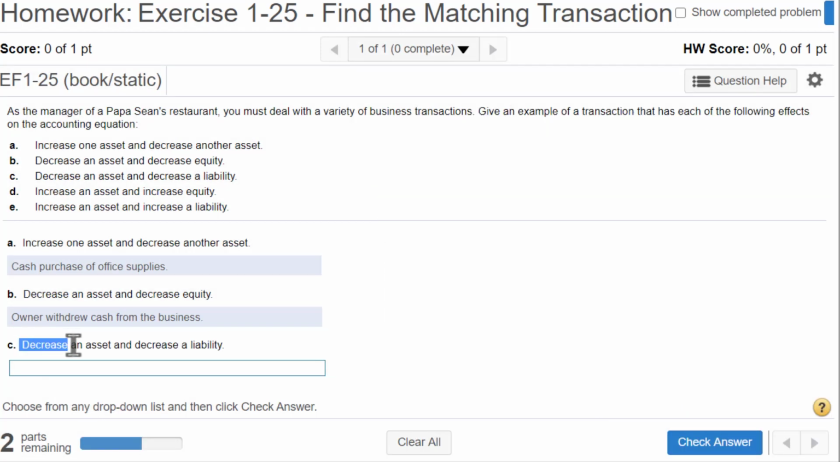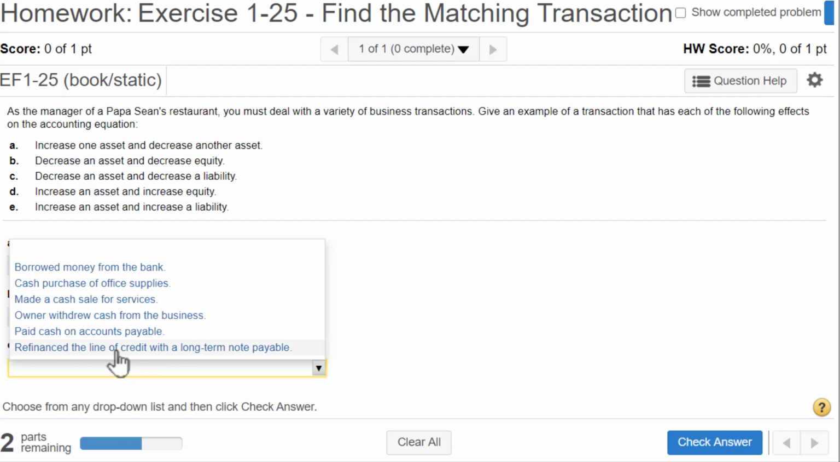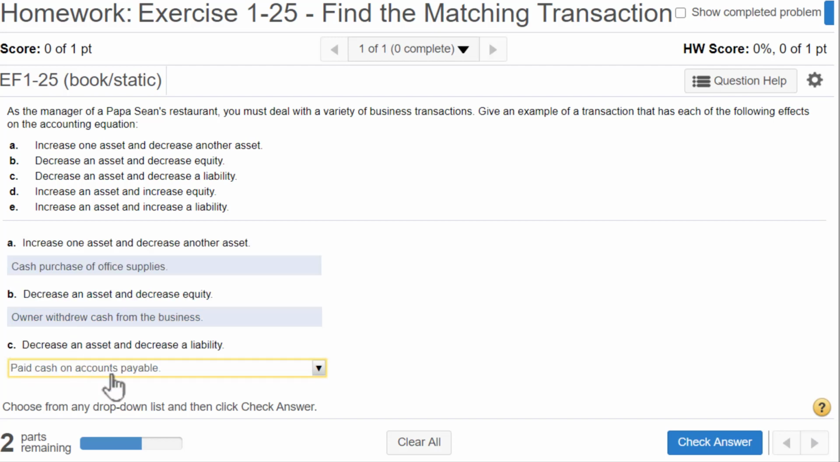Transaction C, we're decreasing an asset and we're decreasing a liability. If a liability decreases, that's good. So why would one of our liabilities decrease? Well, we must be paying it off with cash. Let's see if we got something about paid cash on accounts payable. Does that make sense? Is accounts payable a liability? Yes. If you're paying off this debt, it's going down, and because you're paying cash, that asset is going down. So that makes sense to me.